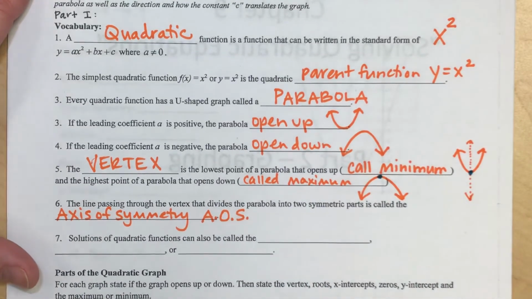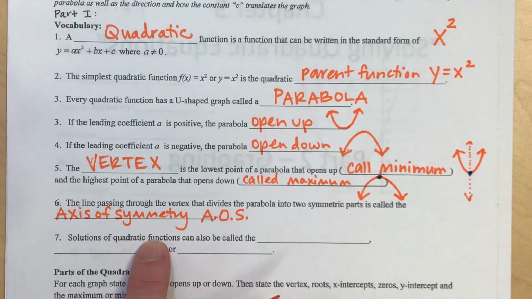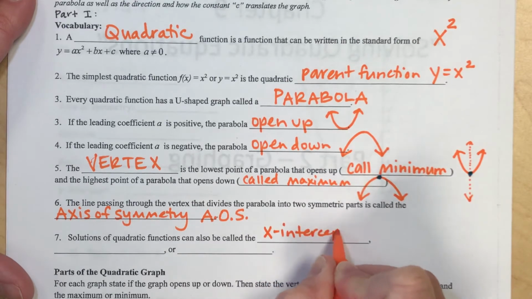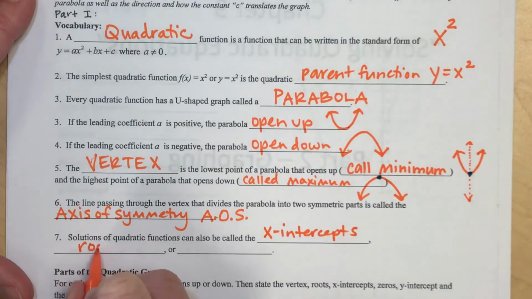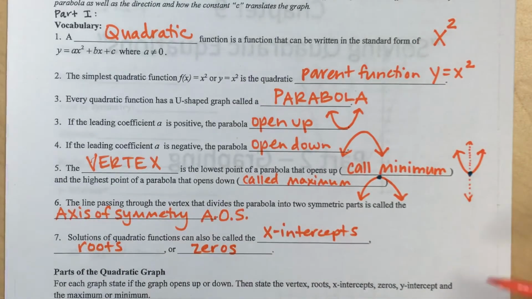And then for the last sentence here, solutions of a quadratic are also called by other names, and those names would be x-intercepts, or roots, or zeros. So those would be the phrases that you might see for a parabola.